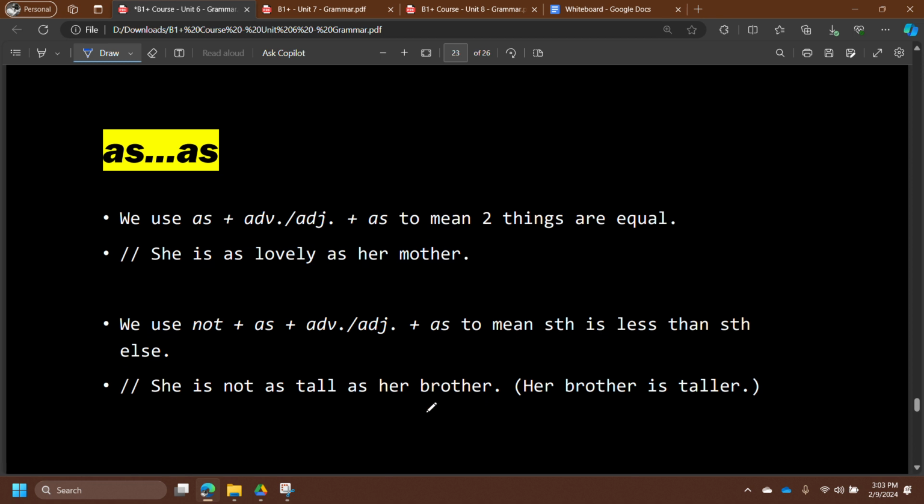And about the "as... as" structure, we use as plus adverb or adjective plus as again to mean two things are equal. For example, she is as lovely as her mother. Both are lovely people. We use "not as" for the negative: not as plus adjective or adverb plus as to mean something is less than something else. Example, she is not as tall as her brother, meaning that her brother is taller than her.